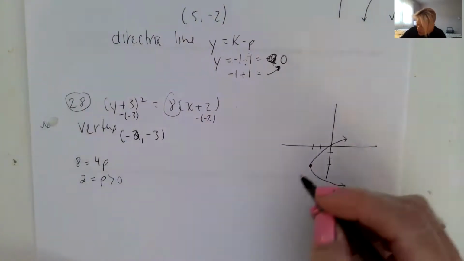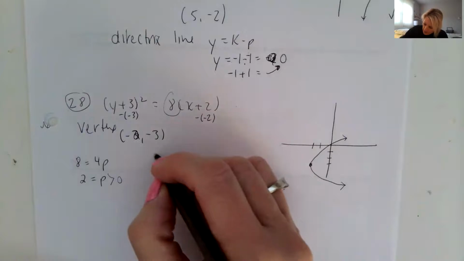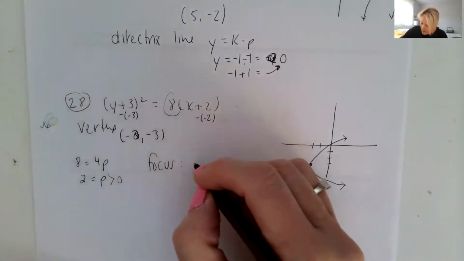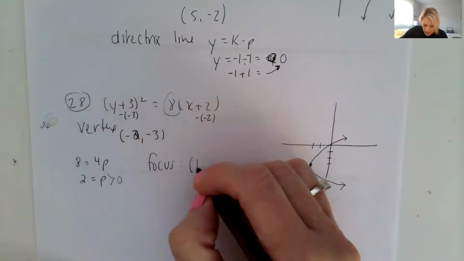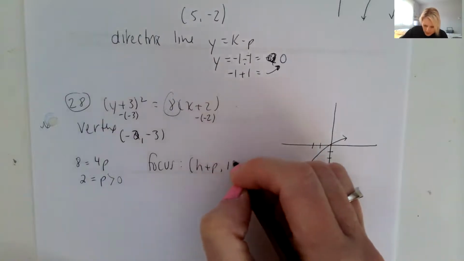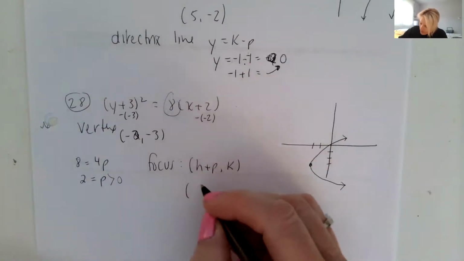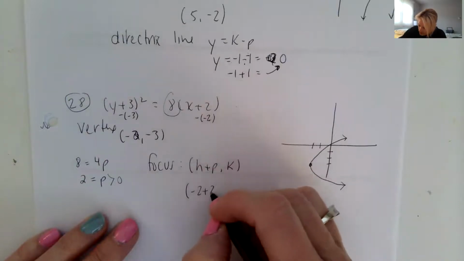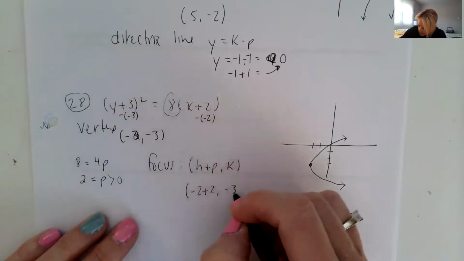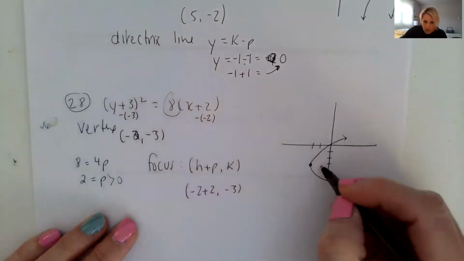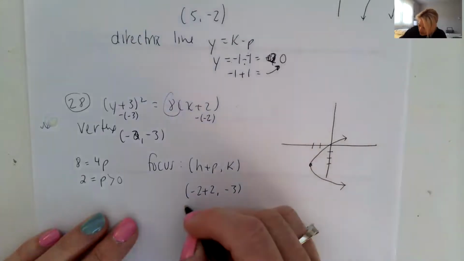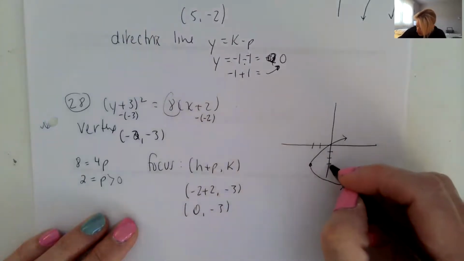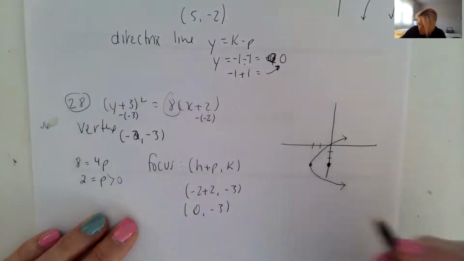I don't know exactly what, but I do know that our focus is going to be H plus P comma K. So H is -2 plus P comma K is -3. And we know the focus has to be over in here anyway. So that's at 0 and -3. So 0 and -3 is our focus.